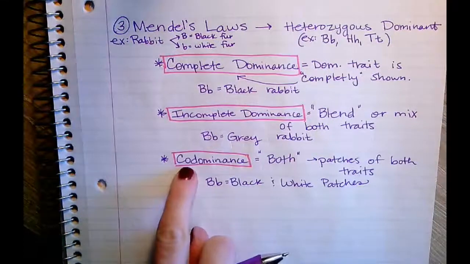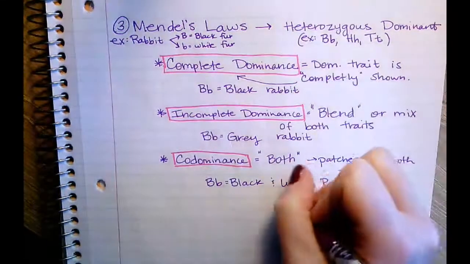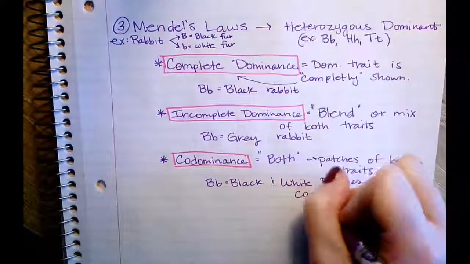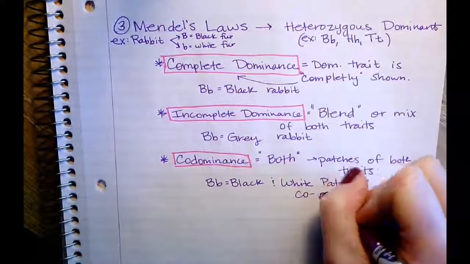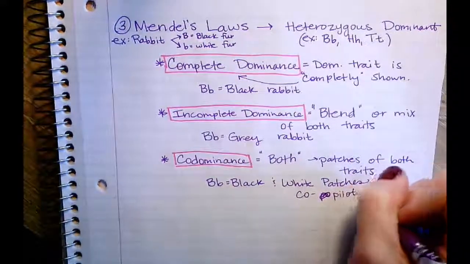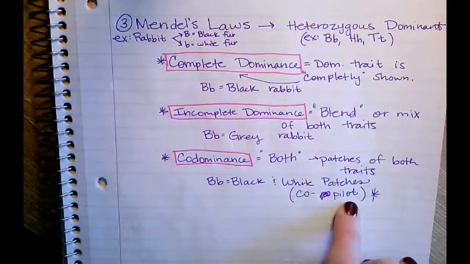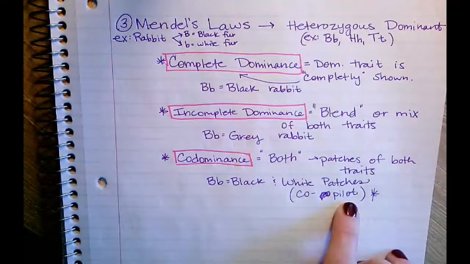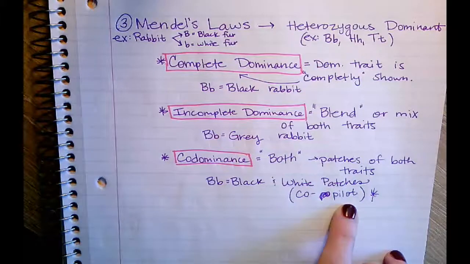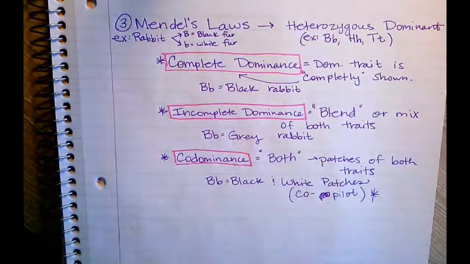So it's called co-dominance. And I will give you a little way to remember this. I think of it as a co-pilot. I cannot spell today. A co-pilot, meaning that when you have a co-pilot flying a plane, they are both flying the plane. So you would see both the black and the white. Okay, so we're going to try this.